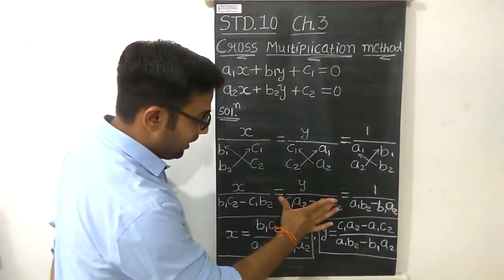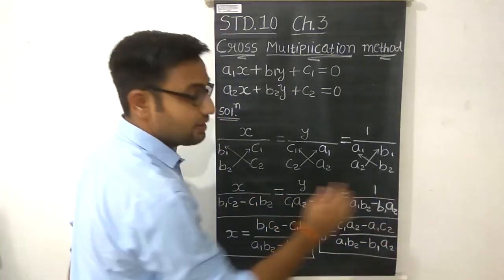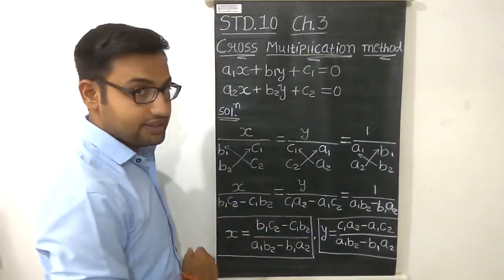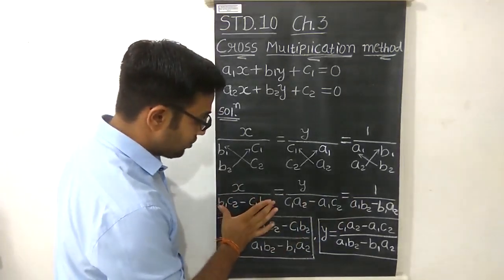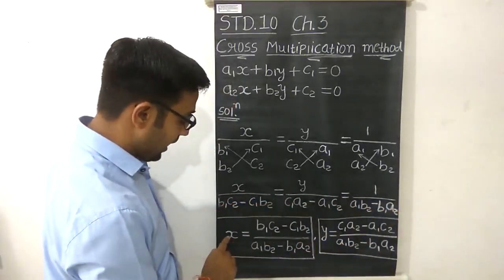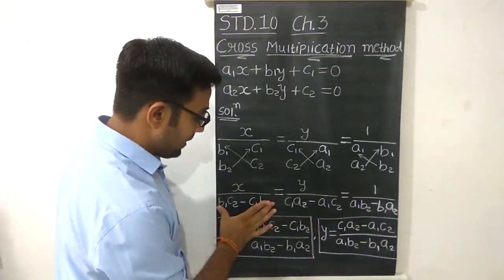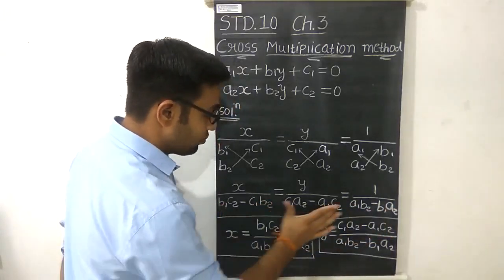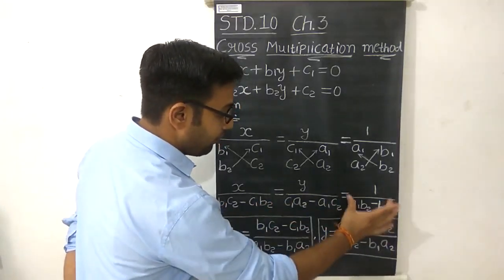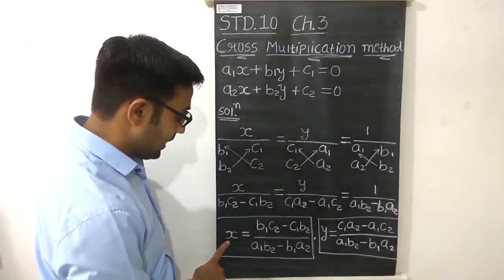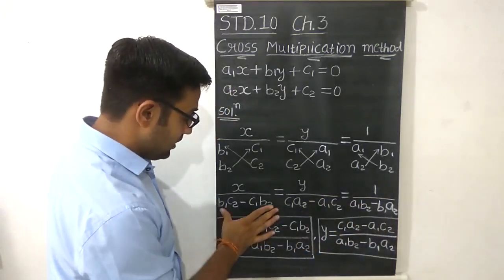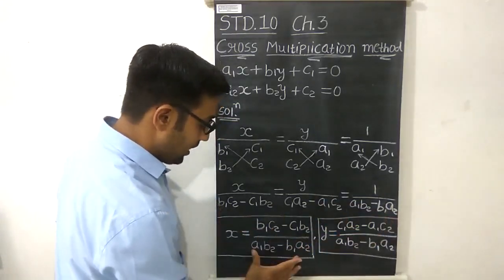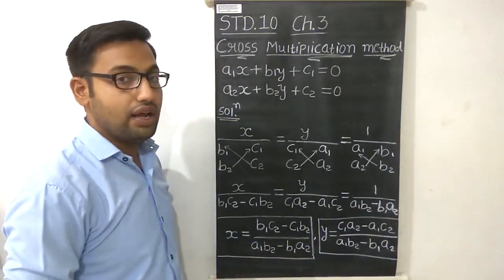And then after, we will compare this portion with this portion. From this we will get the value of variable x. So by comparing this portion with this, what we will get? x is equal to, now by comparing this with equal to, this term goes to the numerator and the denominator remains the same. So we will get x is equal to (b1 c2 minus c1 b2) in the numerator, and in the denominator a1 b2 minus b1 a2.